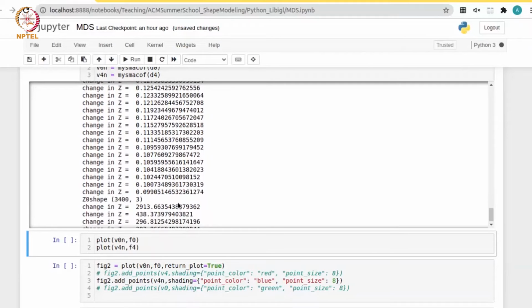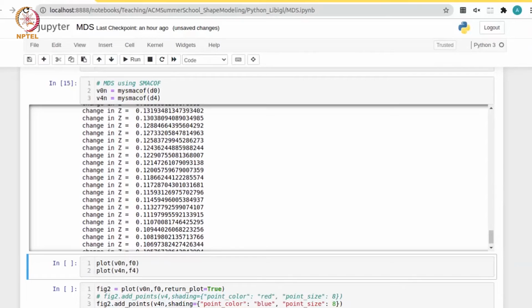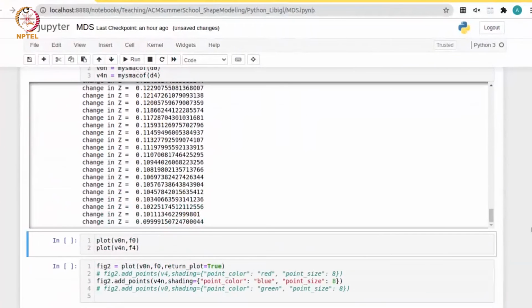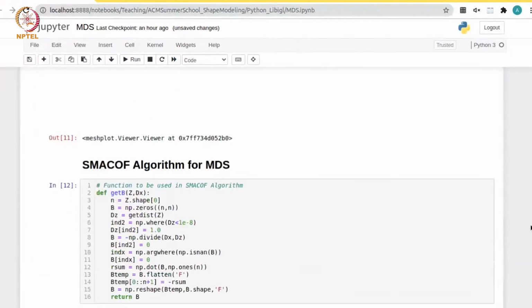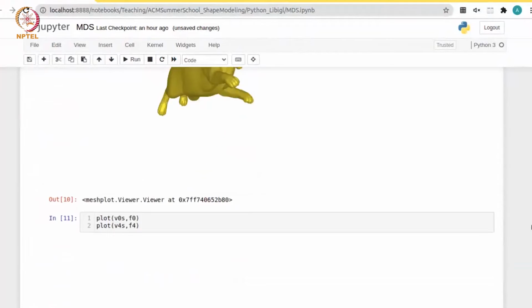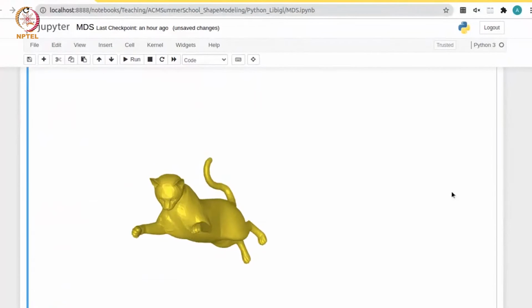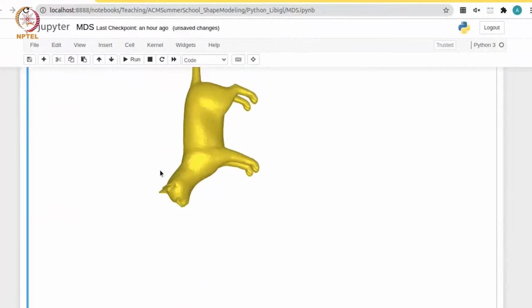First mesh is done. The second mesh now. Let's hope it converges quickly. So close to, yes, it has converged. And let me first once again show you the original meshes. Remember, this is your cat4, this is your cat1.